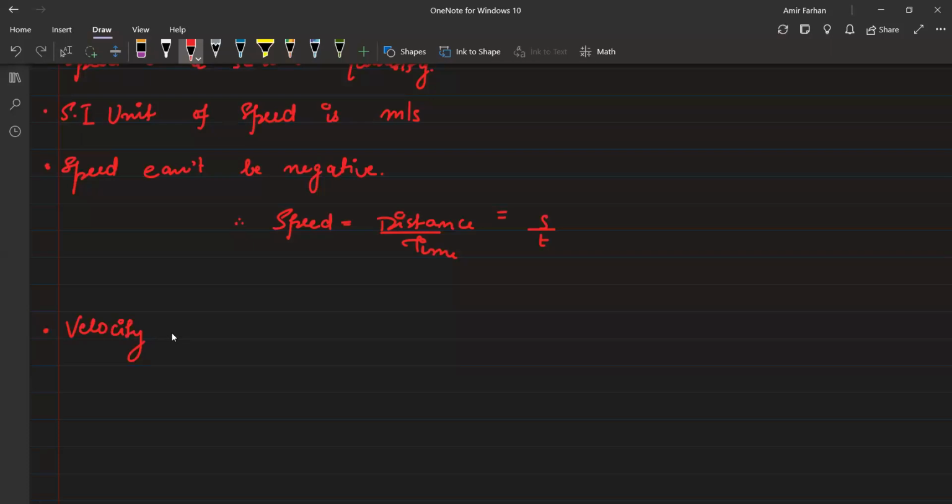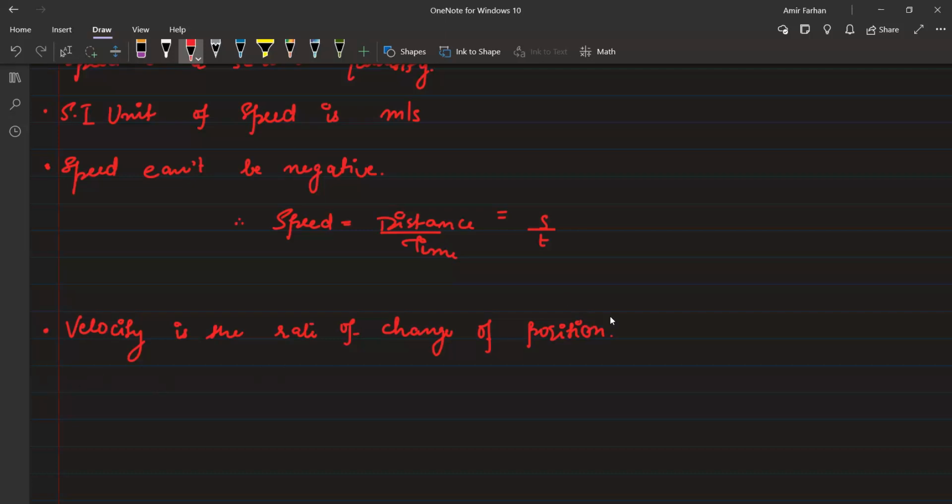Next is velocity. Velocity is the rate of change of position. So velocity has two definitions. The first definition is this: rate of change of position. It means that your change of position divided by time.